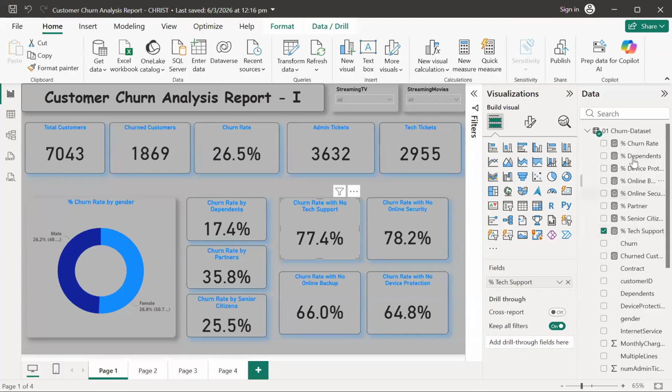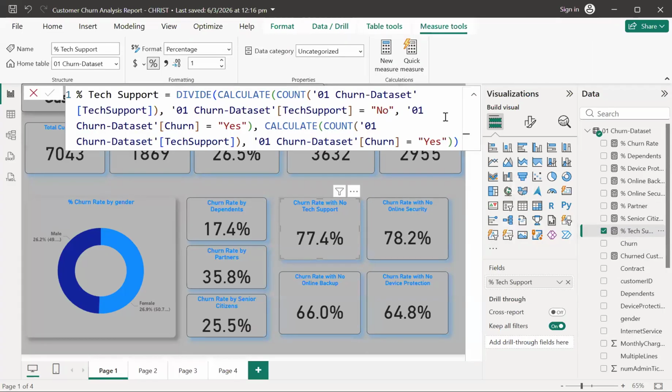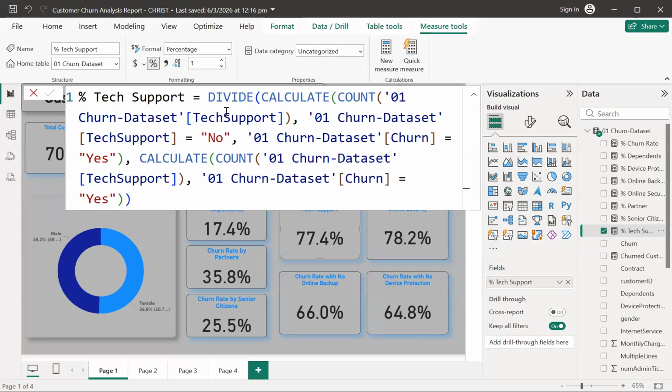Let me show you one example for technical support, and I want you guys to prepare the other categories: online security, backup, and device protection. Let me click on this measure. These are going to be measures only. You can see we are using the same function, divide and calculate.